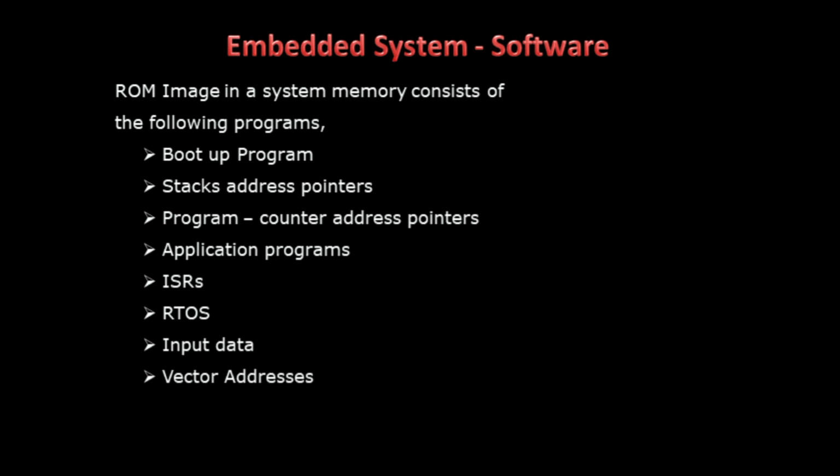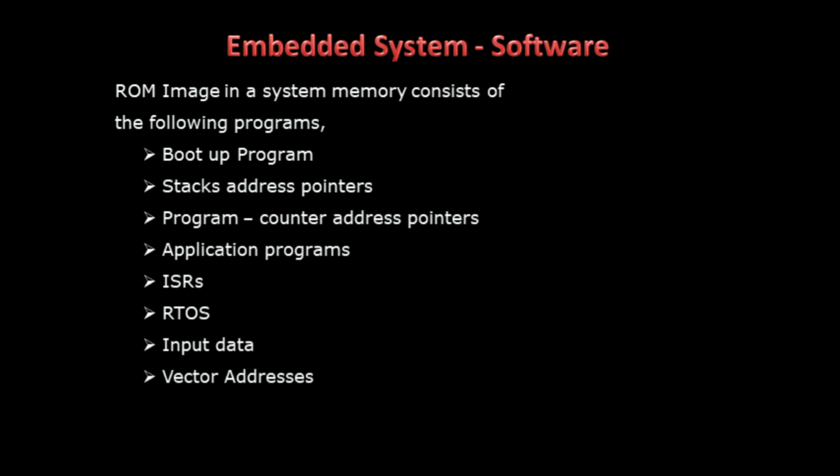And then the program counter register: the address of the next instruction to be executed by the processor is stored in the program counter register. And then application programs, which are the final programs to run our task. And then ISR, interrupt service routines, which are handled by the interrupt service routine handler. And then RTOS, the real-time operating system, which manages the overall function of the system.